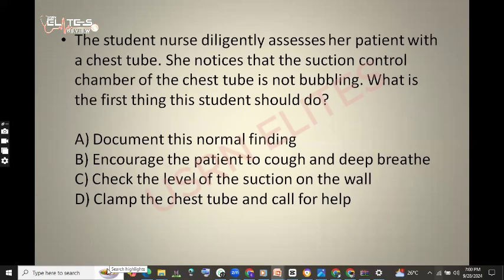So let's look at this one. The student nurse diligently assesses her patient with a chest tube. She notices that the suction control chamber of the chest tube is not bubbling. What's the first thing this student should do? One interesting question. I'll take B. Encourage the patient to cough and deep breathe and check results. I'll also go for C. B.